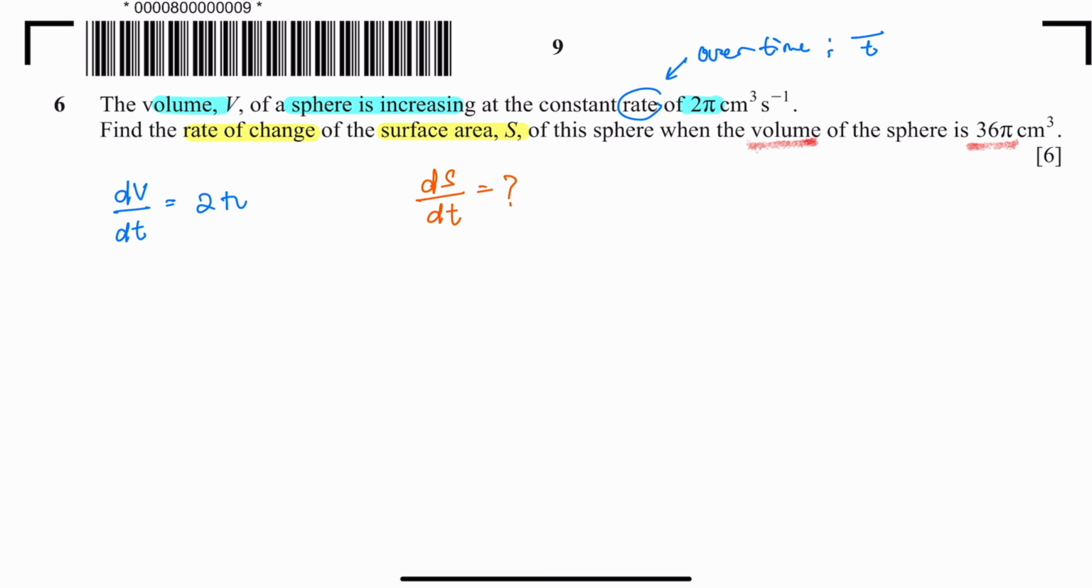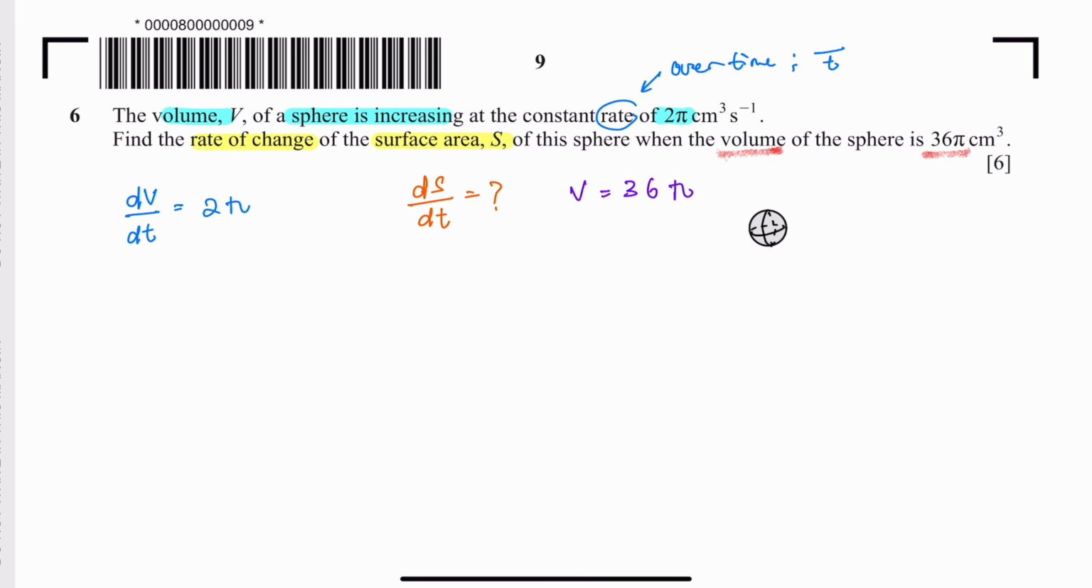Okay, let's recall the basics. Imagine you have a small sphere. This sphere is increasing in its volume at the rate of 2 pi. Now, notice that we have a few quantities over here. We have volume, we have surface area, we have time. This chapter is about differentiation.